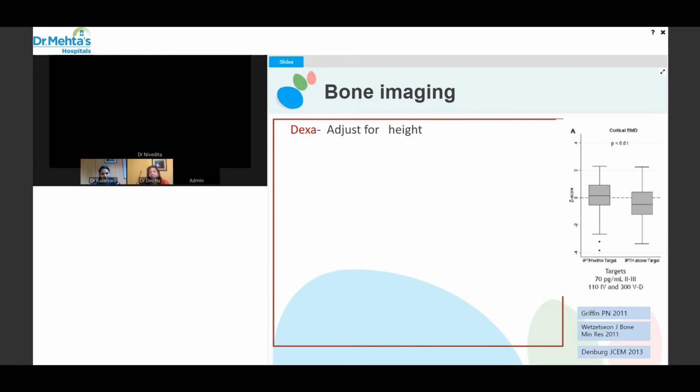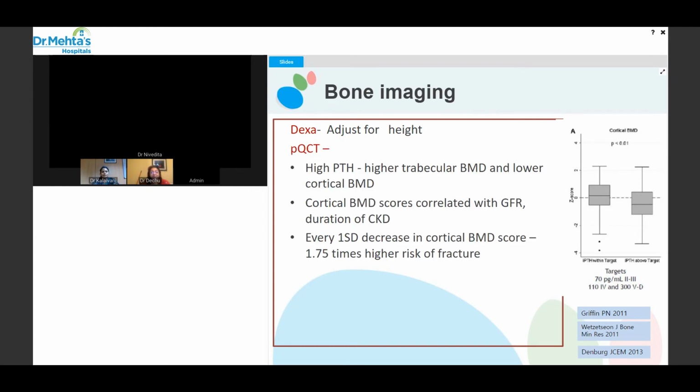Bone imaging: there are several modalities that are coming up of late and mainly studied significantly in adults. We note that DEXA can be used for children with CKD, making sure that we know what the disadvantages of it are. Peripheral quantitative CT is a very important modality that is coming forth in several studies in adults and also in children. This particular study in children showed that high PTH levels, more than the recommended for this stage of CKD, was associated with a higher trabecular bone mineral density and a lower cortical bone mineral density.